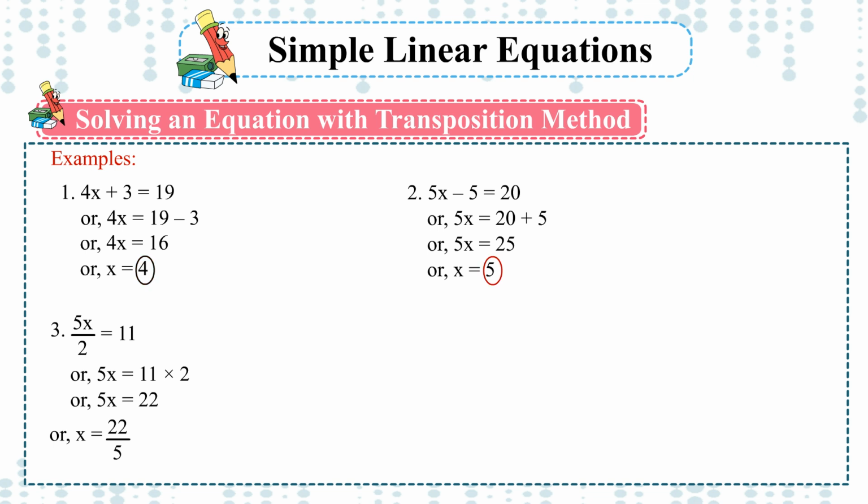3. 5x upon 2 is equal to 11, or 5x is equal to 11 multiply 2, or 5x is equal to 22, or x is equal to 22 upon 5. 4. 4y is equal to 26, or y is equal to 26 upon 4, which is equal to 13 upon 2.